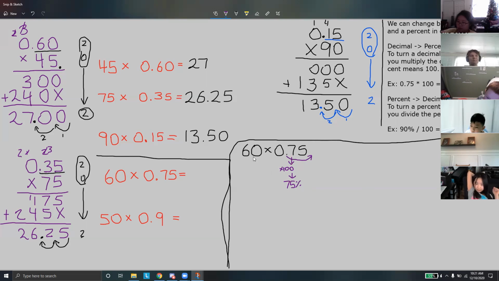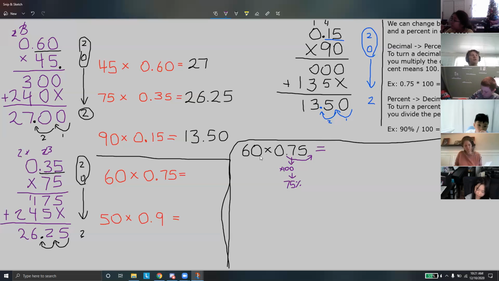Now, here's something that's very important to note. You can't use a percent in your multiplication. If I did 60 times 75%, that doesn't work. You can't multiply a number by a percent. Instead, if I want to multiply a number by a percent, first I need to turn it into a decimal. In this case, it's already a decimal, but it's not always going to be a decimal at the beginning. But right now, we're just practicing with decimals.